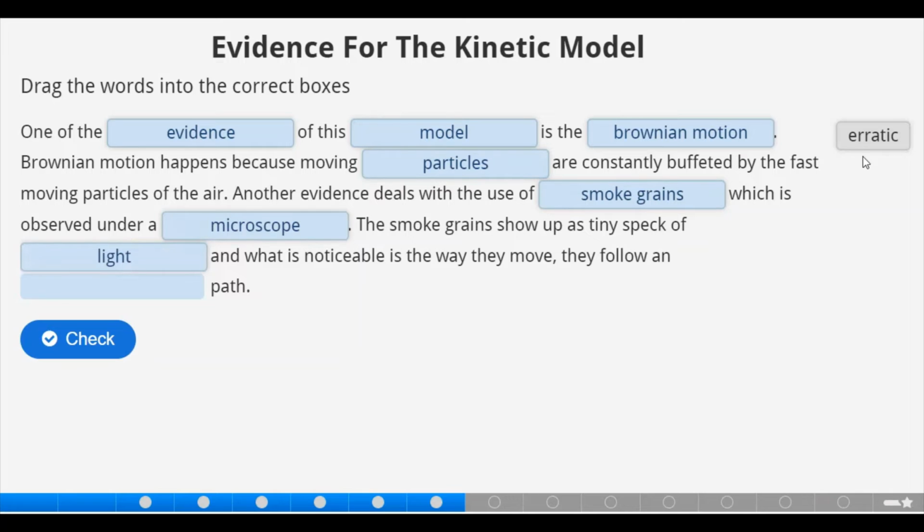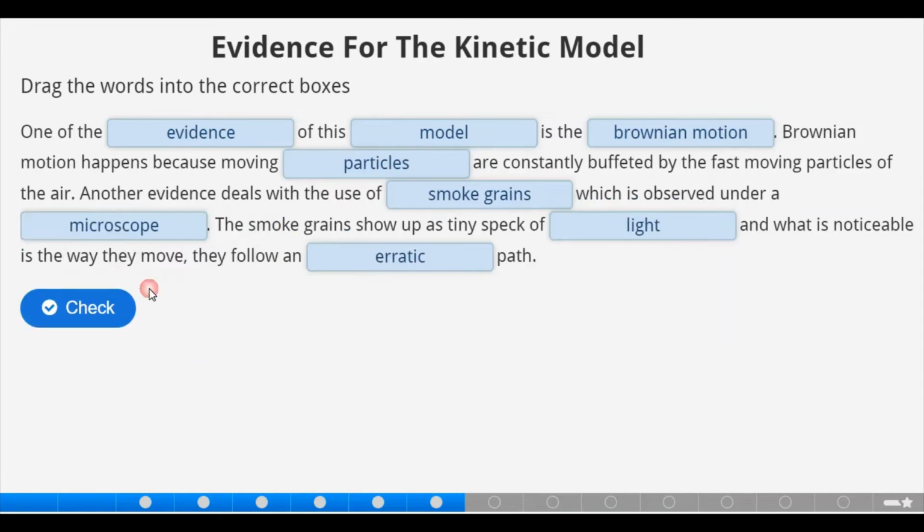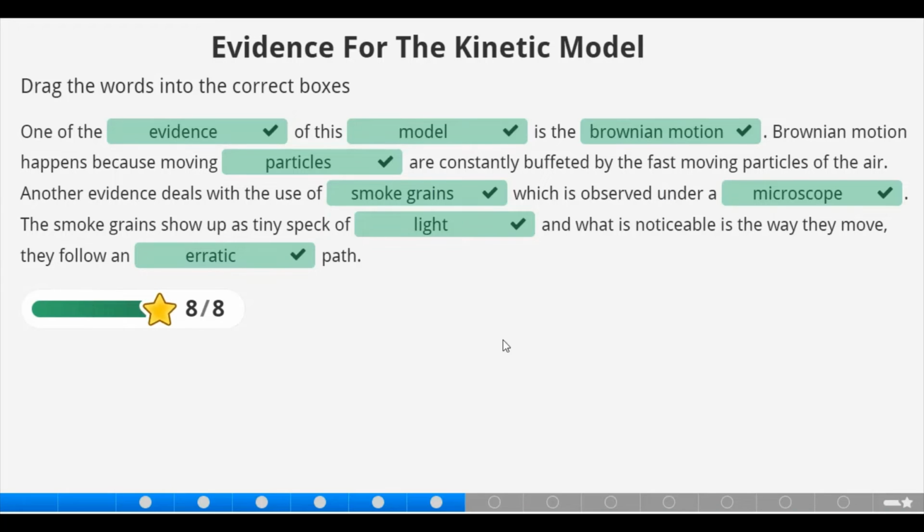They follow an erratic path. Erratic means non-linear or zigzag path. Let's check. Correct.